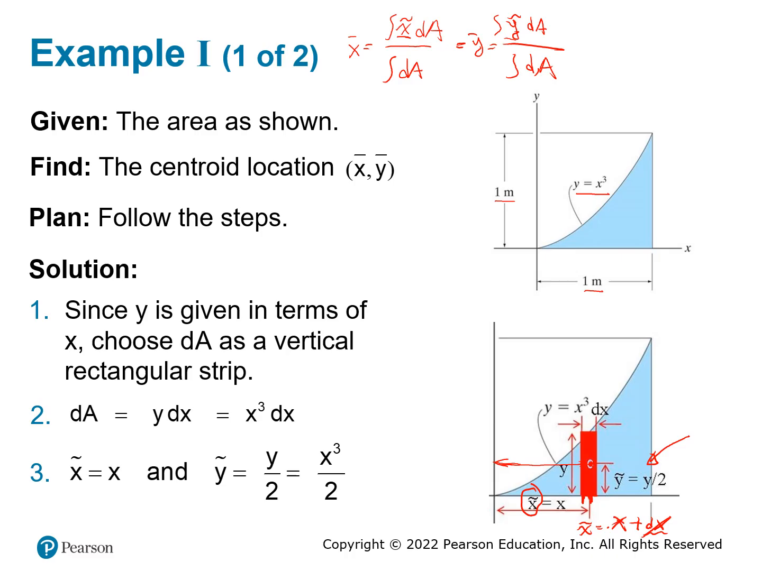But for the y tilde, you're going to have this much of a y divided by 2. So it's the total height of this one, and we divide by 2. So we have x tilde equal to x, but the y tilde is equal to half of the y, or you can say half of the x cubed, because y is equal to x cubed.